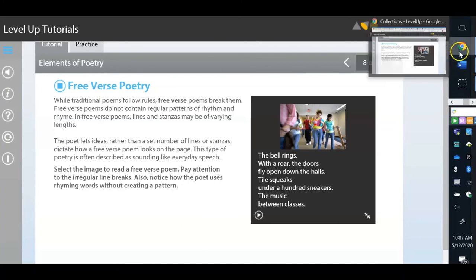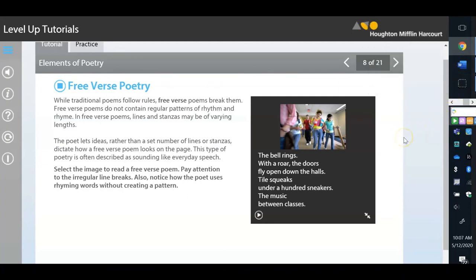Click the image to read a free verse poem. Pay attention to the irregular line breaks. Also, notice how the poet uses rhyming words without creating a pattern. The bell rings. With a roar, the doors fly open down the halls. Tile squeaks under 100 sneakers. The music between classes.